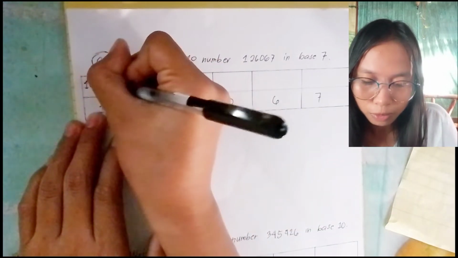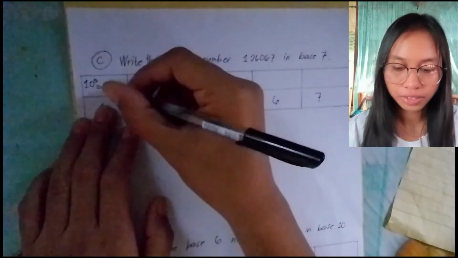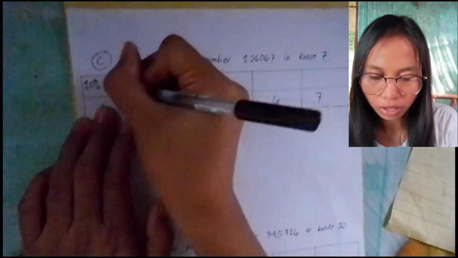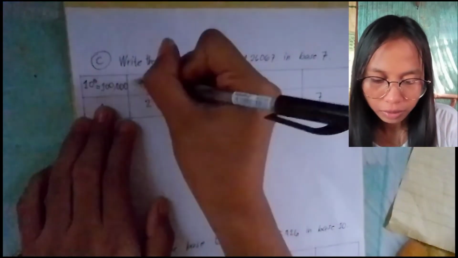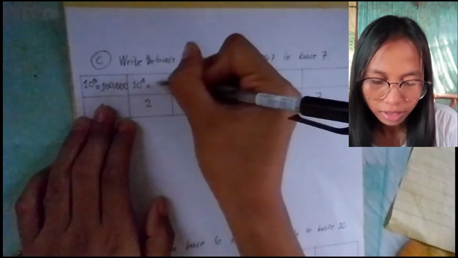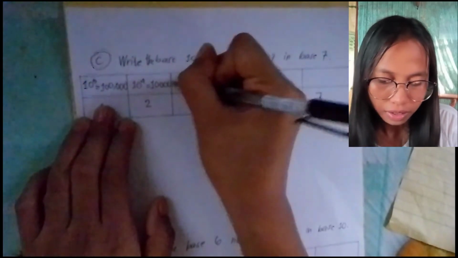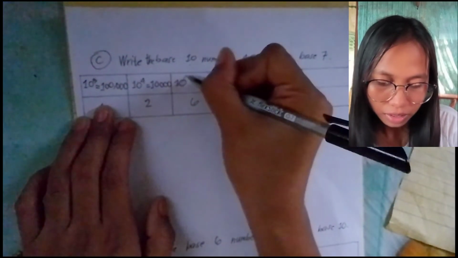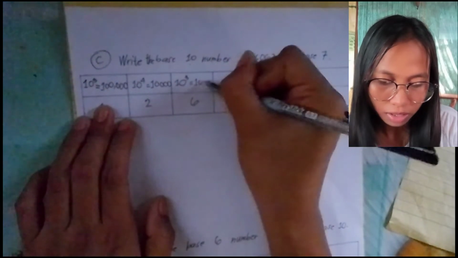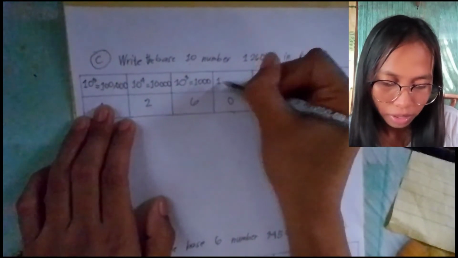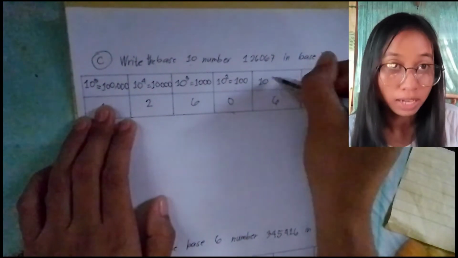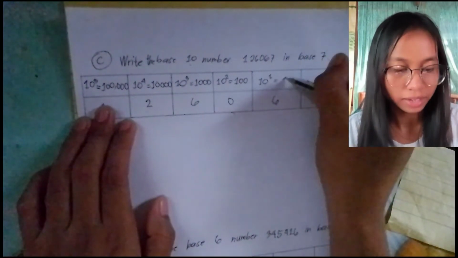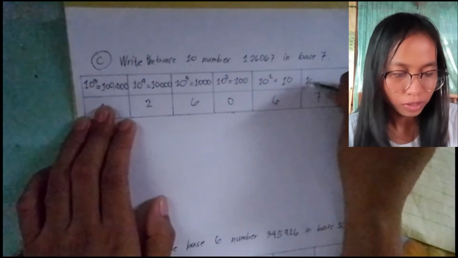10 raised to the power of 5 is 100,000. And then 10 raised to the power of 4 equals 10,000. 10 raised to the power of 3 equals 1,000. 10 squared equals 100. 10 raised to the power of 1 is 10. 10 raised to the power of 0 is 1. So again, simplify.